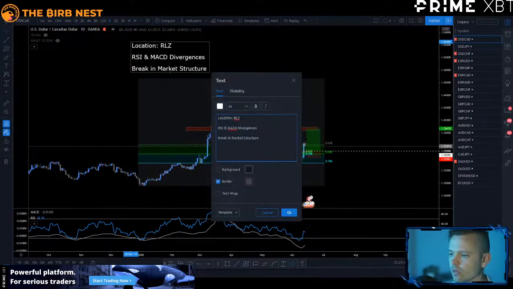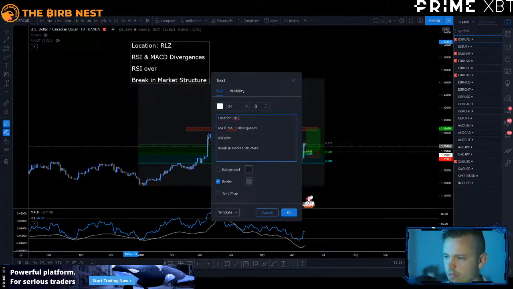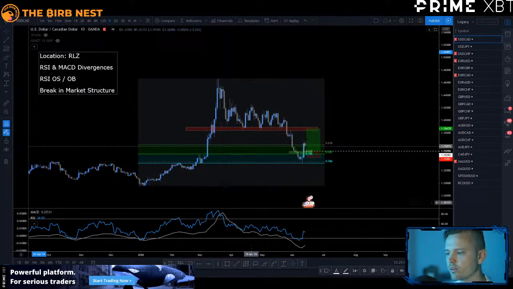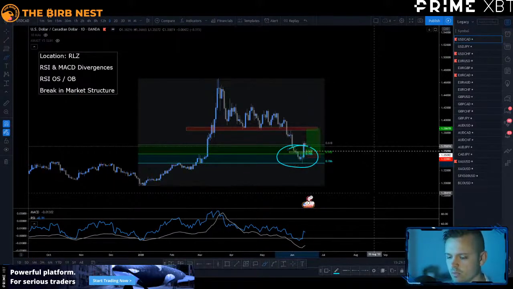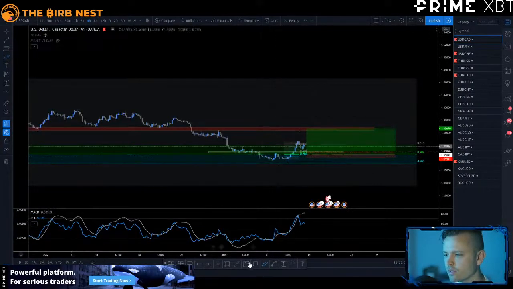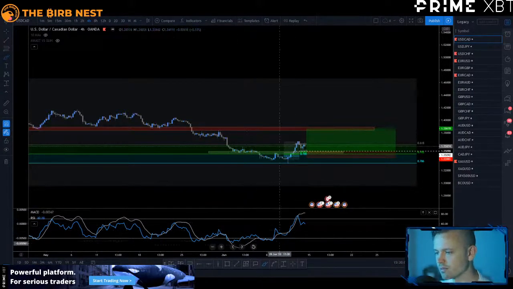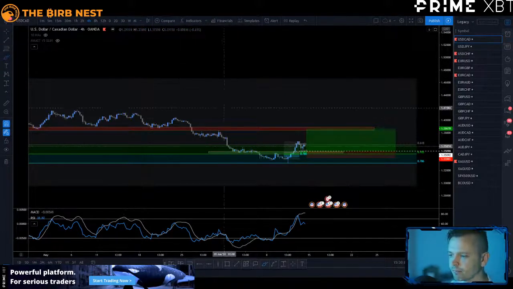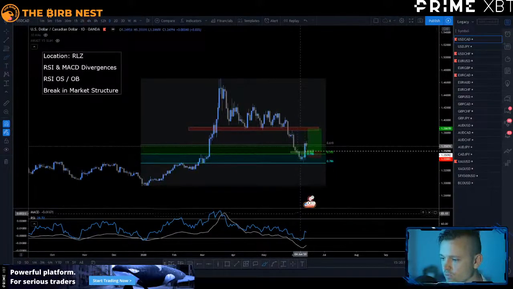And also RSI should be oversold or overbought, right? So what do we have here? We have location, right? Location being the RLC. We have RSI and MACD bullish divergences on the 4-hour. RSI making higher lows and the MACD making higher lows, while price is making lower lows. That's bullish divergences, right? And the daily RSI is oversold.